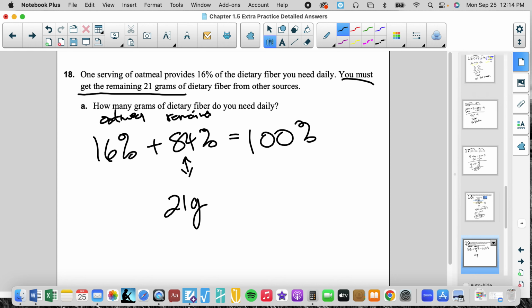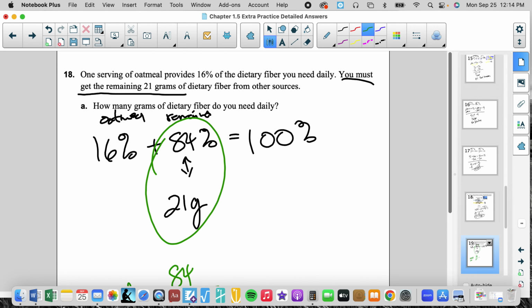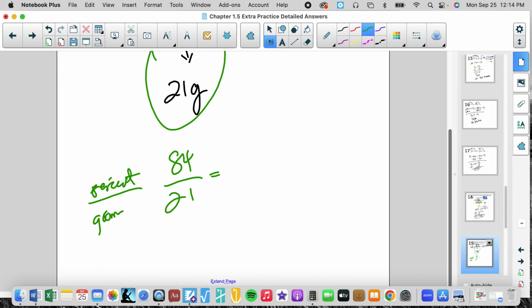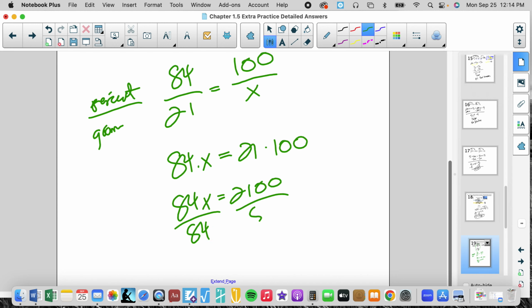So I know this piece of information now. I know that 84% is 21 grams. So I can write 84 over 21. This is the percent. This is the grams of fiber. And I want to know how much do you need total. How many grams of dietary fiber do you need daily? That's total. So I can use that proportion for 100%. And how many grams does that equate to? So we're going to do 84 times x equals 21 times 100. 84x equals 2100. Divide by 84, divide by 84.